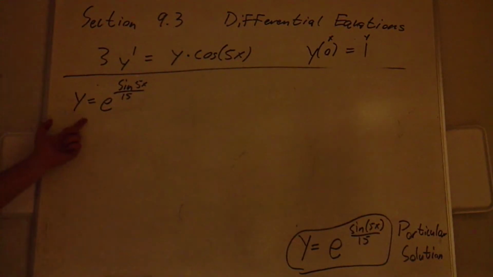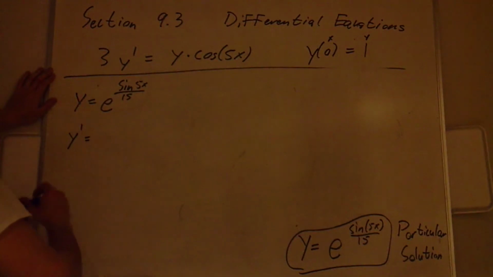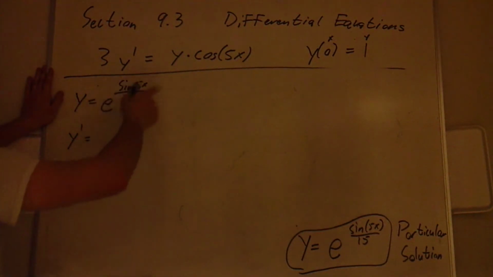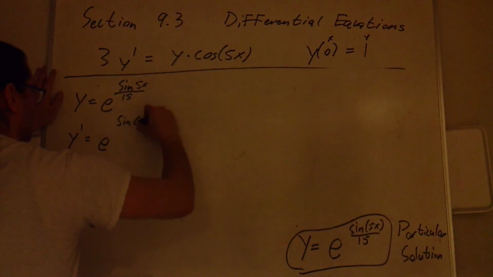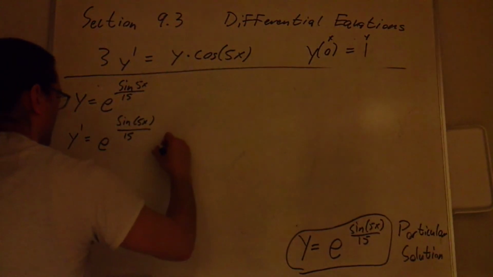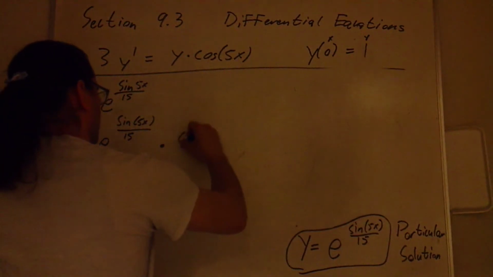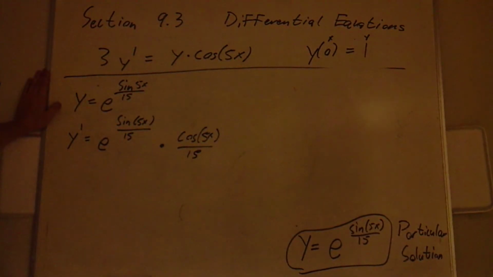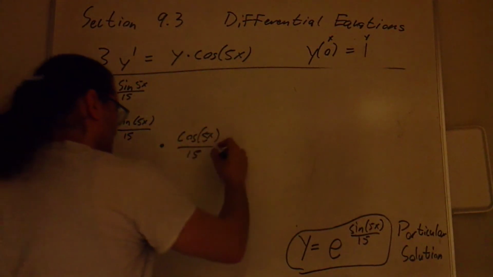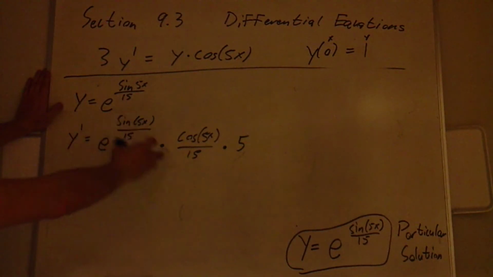The first thing I need to do to this particular solution is I need to know what y prime is. Y prime is going to be the derivative of e to something. The derivative of e to something is e to that thing times the derivative of the inside. The derivative of sine 5x over 15 should be cosine 5x over 15 times the derivative of the inside of this, which is 5. So this is a double chain rule sort of event.